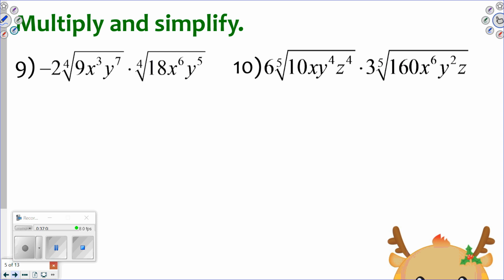All right, so number 9, they're both 4th roots, so I can put them together. So what number is on the outside? -2. And then we're going to multiply these together. So I have 9 times 18, 162. My x's are going to be x to the 9th, and my y's, y to the 12th.